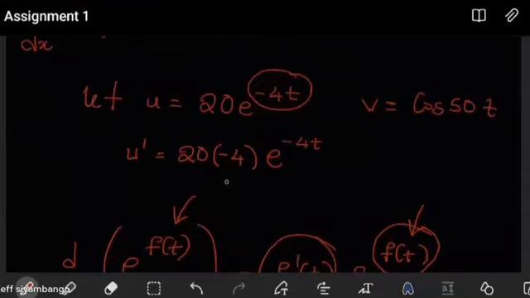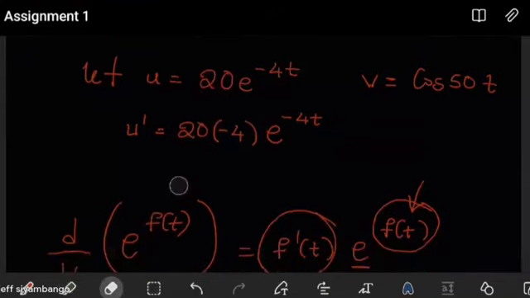So it will be to the power minus 4t. Notice that this hasn't changed. I only differentiated the minus 4t, and it gave me minus 4. This was the number 20, so I didn't touch it. I just brought it down. Okay, so from here, I'll just simplify. This becomes u prime is equal to, when I multiply here, minus 80 e to the minus 4t. So this becomes u prime. Any questions on that?